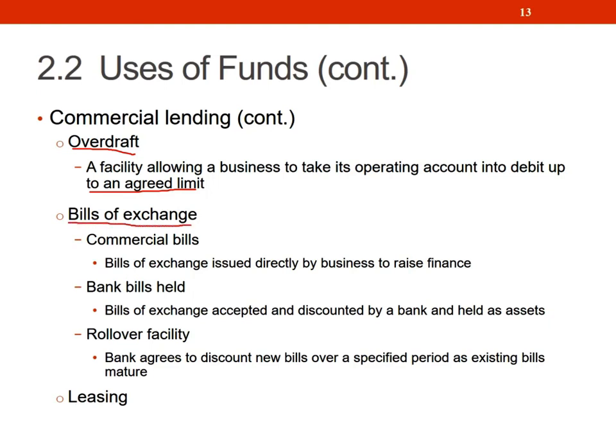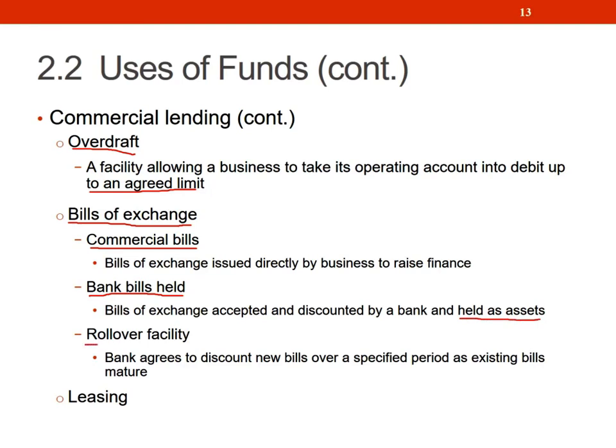We also have bills of exchange. If we just talk about what a commercial bill, for example, is first, a commercial bill might be a bill of exchange issued directly by a business to raise finance. So what a business is doing is it's issuing a financial instrument to effectively borrow money, and banks can both accept and hold those bills. Now, if the bank is holding that bill, it is effectively lending money to that business, and that will be held as an asset on the balance sheet for the bank.